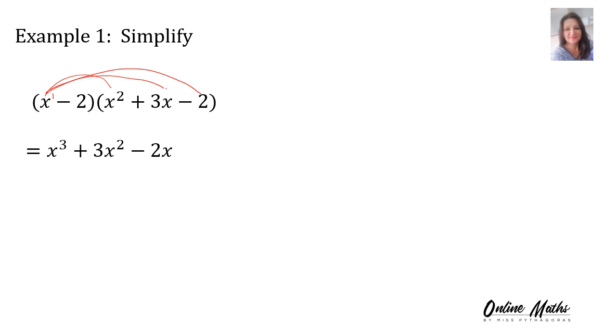Then we're going to take the negative 2 and use the distributive property to multiply with all three in the other bracket. So it's going to be negative 2 times x squared is negative 2x squared. Negative 2 times 3x is negative 6x. And negative 2 times negative 2 is plus 4.